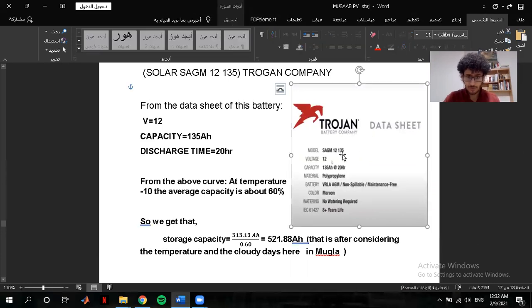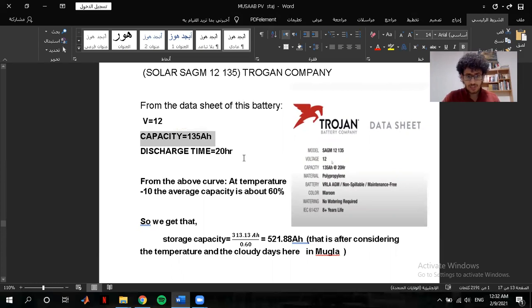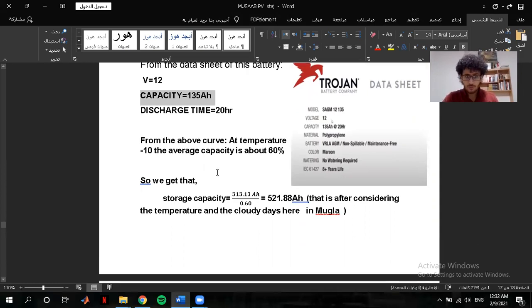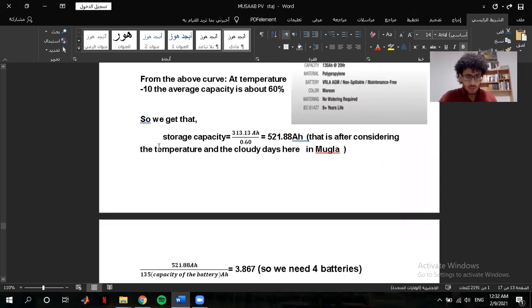This is the data sheet of the battery, 12 volt, we found it. Capacity is 135 ampere hour. Discharge time is 12 hours, as we can see. From the above curve, at temperature minus 10, the average capacity is about 60%. I mentioned it before. Let's go to the storage capacity.